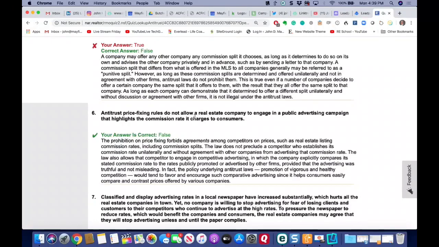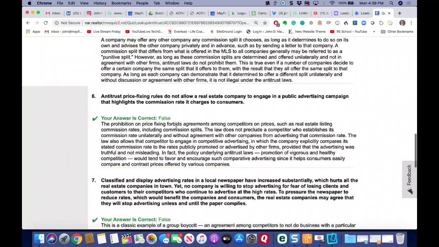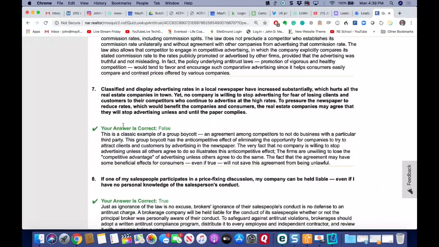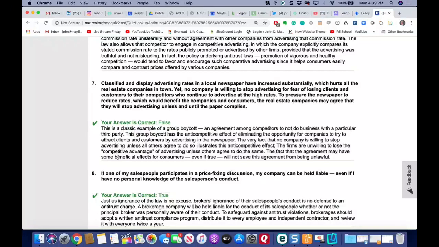Antitrust price fixing rules do not allow a real estate company to engage in a public advertising campaign. That's false. You can do that. Remember, I said that was okay. 7, false. And 8. Oh, I got 6 out of 8. I was thinking there were 10 there, so I only missed 2.